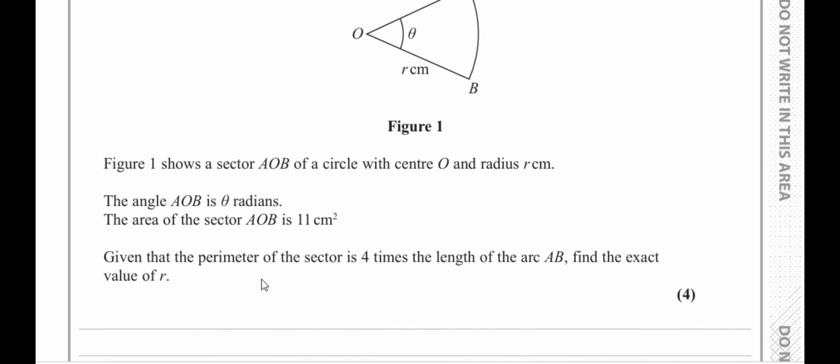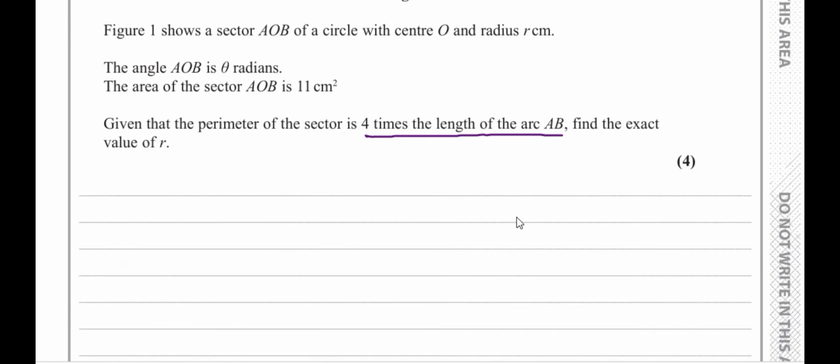Question 3. Figure 1 shows a sector AOB of a circle with center O and radius r centimeters. The angle AOB is theta radians. The area of the sector is 11 centimeters square. Given that the perimeter of the sector is 4 times the length of the arc AB, this is an important information for us, find the exact value of r.